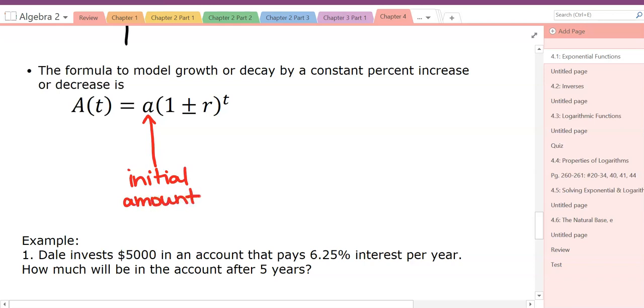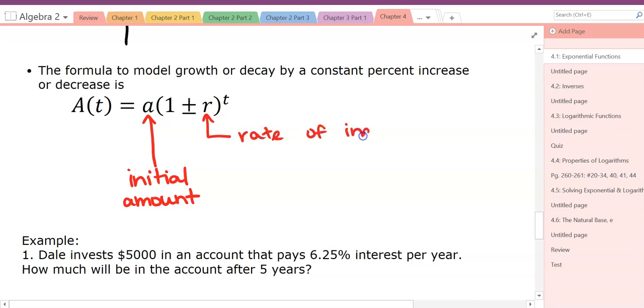So this would be like if you were looking at investing money into some kind of fund or some kind of account that's going to, over time, generate you more money. That would be the amount that you put in at the start. So like you're going to put in $10,000. Okay? Now, the R, the little r here, represents the rate of increase or decrease as a decimal.